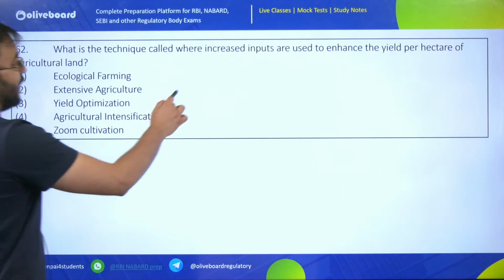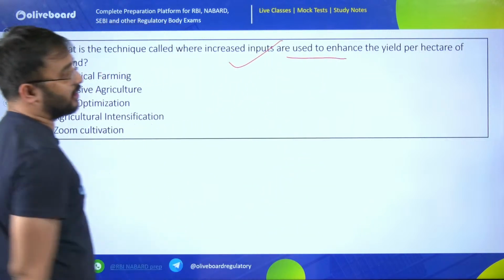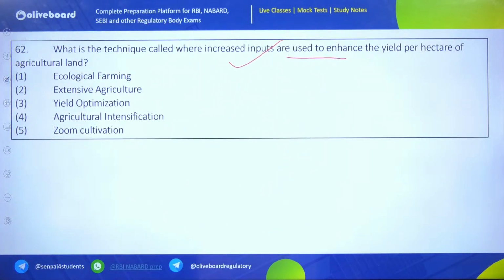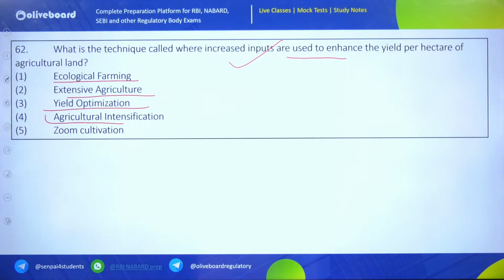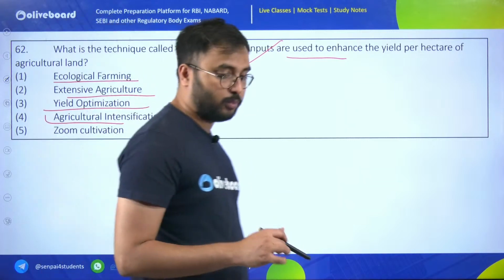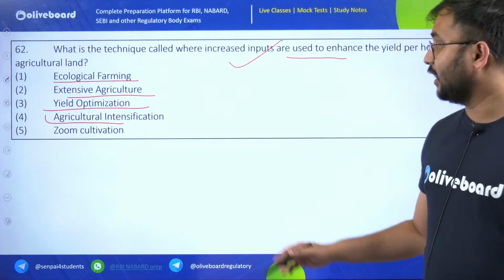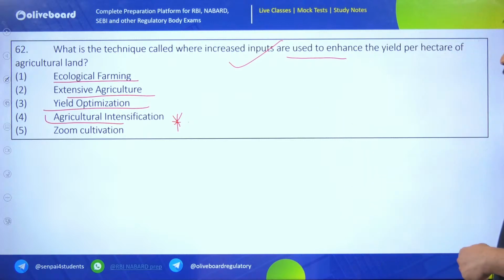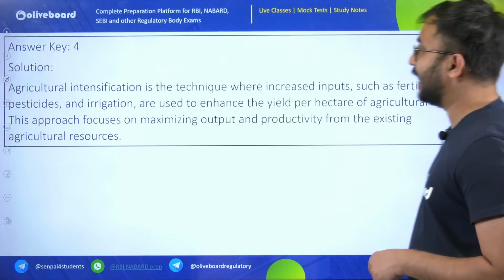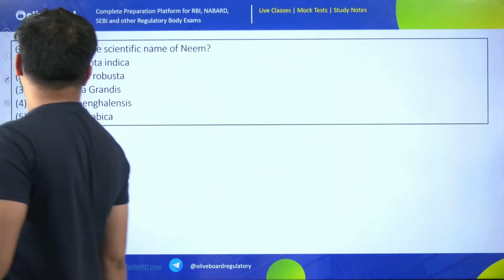What is a technique where increased inputs are used to enhance yield per hectare of agricultural land? Ecological farming, extensive agriculture, yield optimization, agriculture intensification, zoom cultivation. Now this question is a past year question which has been asked. So agricultural intensification is a term which is very, very important. So that's why this question becomes important. The answer is that only, agricultural intensification.